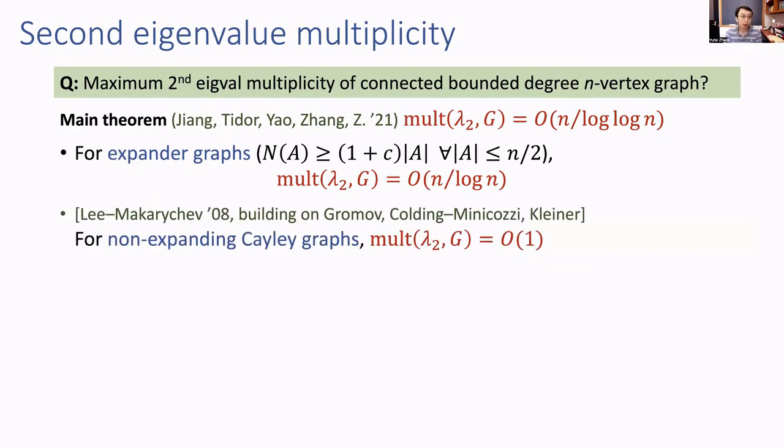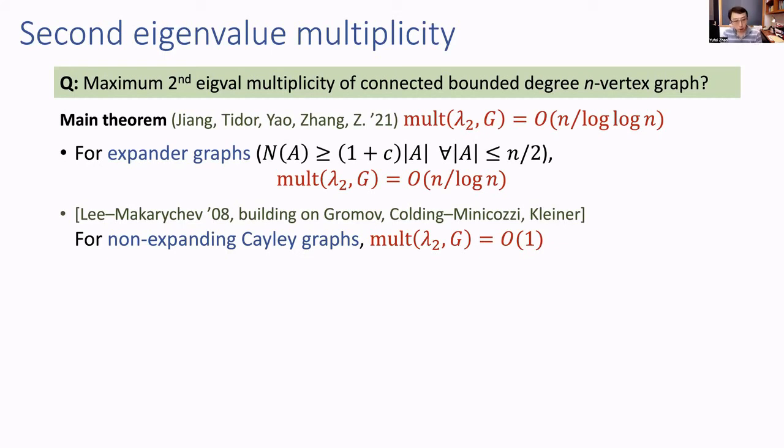This really interesting work by Lee and Makarychev showed that for non-expanding Cayley graphs, namely those graphs where balls have a bounded doubling ratio, the second largest eigenvalue actually has bounded multiplicity. So in particular, if you take a graph on the abelian group or a nilpotent group of bounded rank, then you cannot get high eigenvalue multiplicity. If you start with Cayley graphs, you must start with highly non-abelian and expanding Cayley graphs.